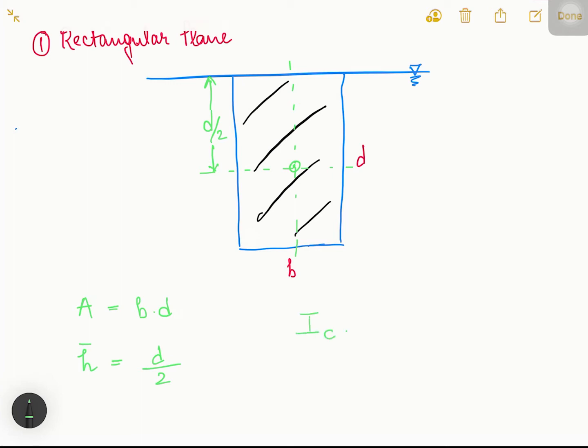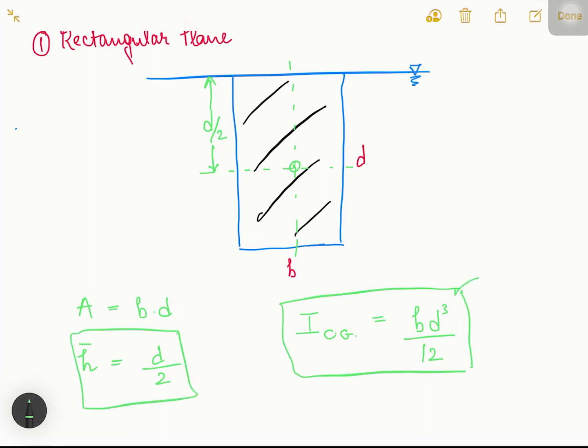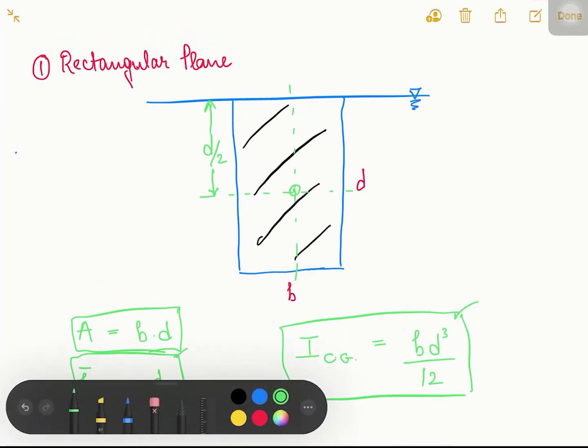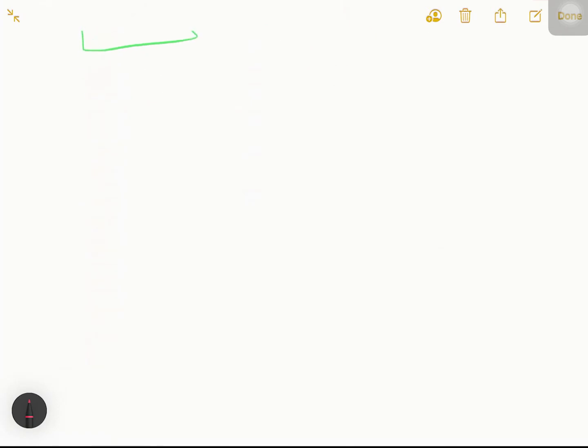Now the ICG value, that is the moment of inertia about center of gravity for this rectangular plane, is bd cube by 12. You need to remember this value. In fact, all the three values we need to remember. And with this, we can put the values directly in the formula obtained. So now moving on to the next case.